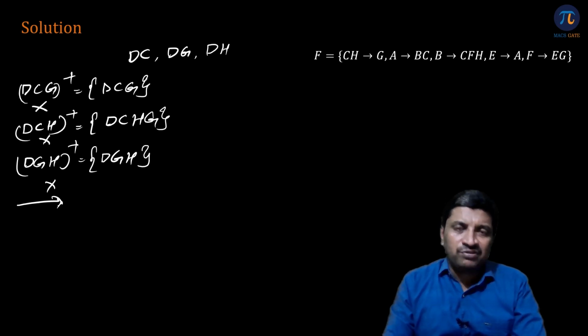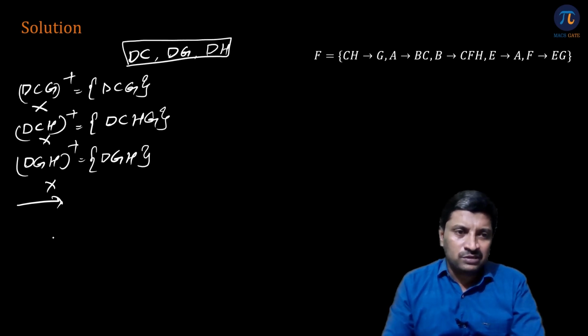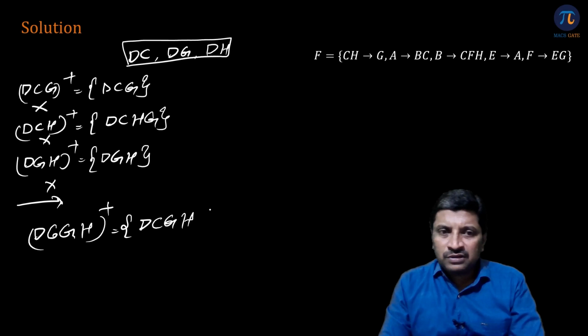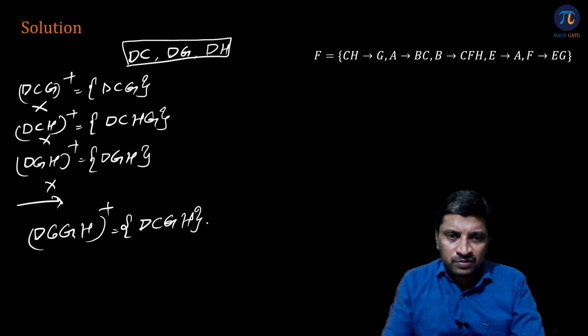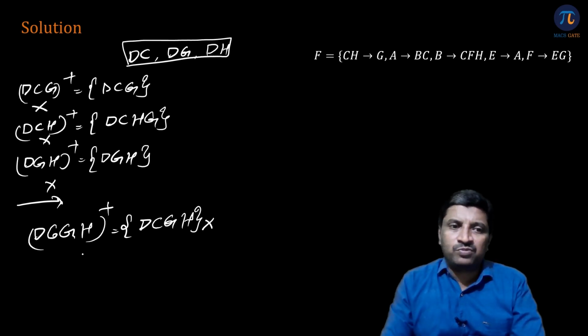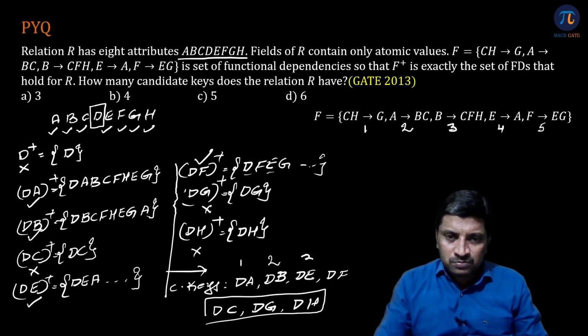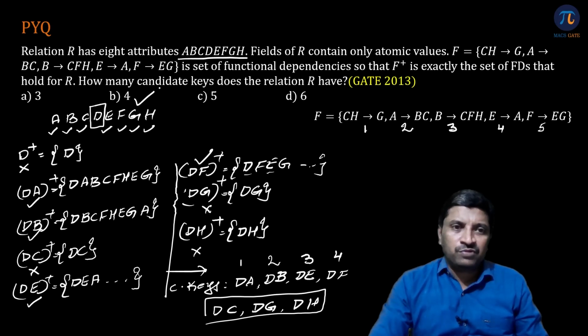So now let us try with four element sets. With these attributes, what is the possible four element set? D, C, G, H. So let us verify the closure. D, C, G, H. Anything else? With CH we got G. G is already there. Then nothing is possible. So we are not getting all the attributes, so this is also not a candidate key. What are the possible candidate keys? We have only 1, 2, 3, 4. So 4 is our answer.